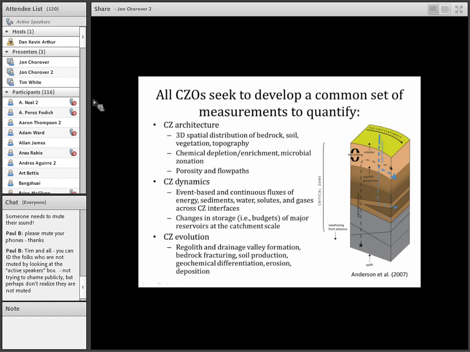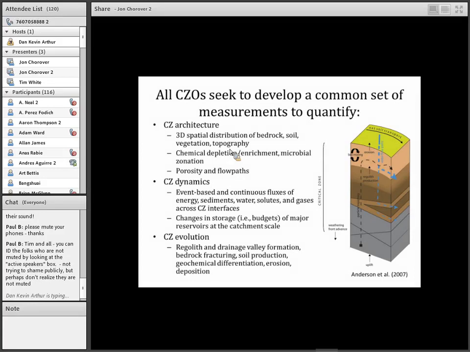And so in the next few slides, I just want to highlight some examples of what these common measurements are by giving examples from the individual CZOs. I'm not going to show slides that show the same data from all the different CZOs, as that would take too long to go through, but I just want to show some examples of common data sets that all the observatories have agreed to use in a variety of ways to address both their individual hypotheses and the collective sort of cross-CZO questions that are emerging and that Bill highlighted.